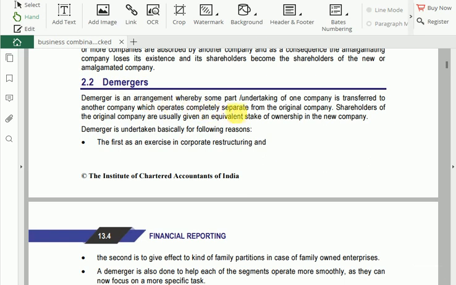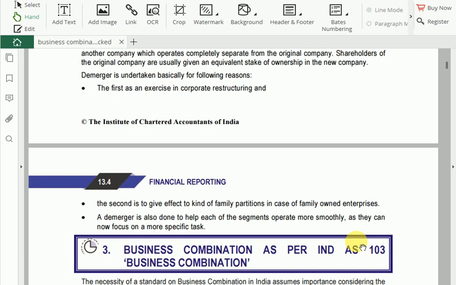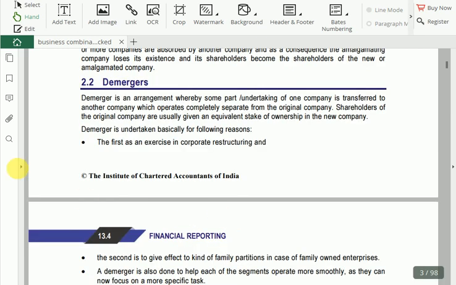Demerger is an arrangement whereby some part or some undertaking of one company is transferred to another company which operates completely separate from the original company. Shareholders of the original company are usually given an equivalent stake of ownership in the new company. The first is an exercise in corporate restructuring, and the second is to give effect to a kind of family partition in case of family owned enterprises. A demerger is also done to help each segment operate more smoothly as they can now focus on more specific tasks. Demerger sums we will see here.